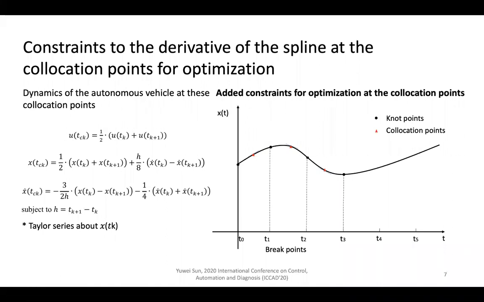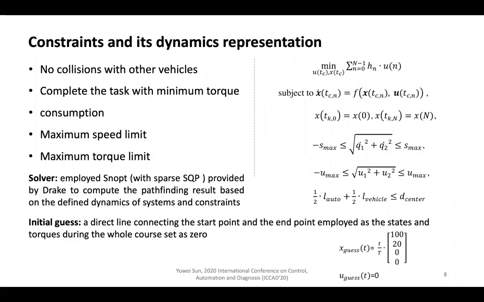On the other hand, the collocation points were used for their added constraints to the derivative of the spline for optimization. We computed the dynamics of the autonomous vehicles at this collocation point using Taylor series about x(t_k). The constraints employed include no collision with other vehicles, complete the task with a minimum torque and consumption, and the maximum speed limit, maximum torque limit. And its dynamics representation is shown on the right side.